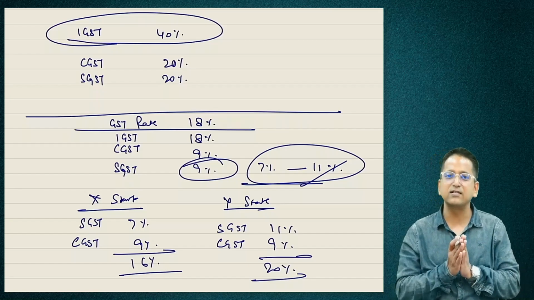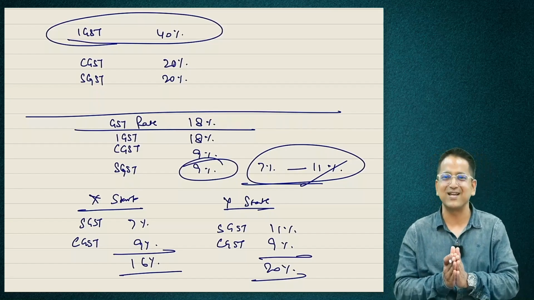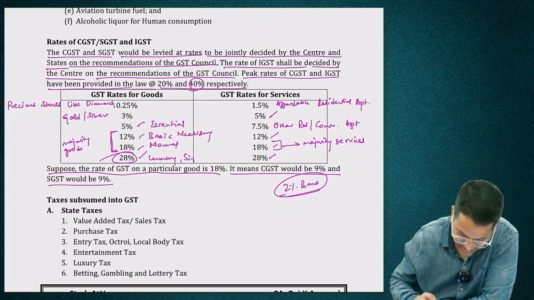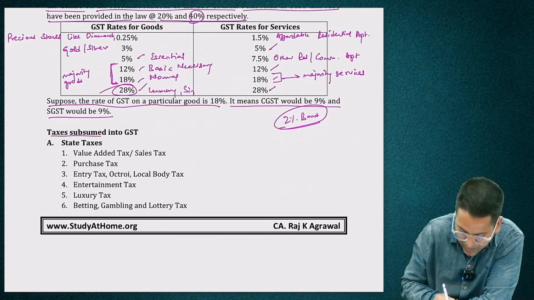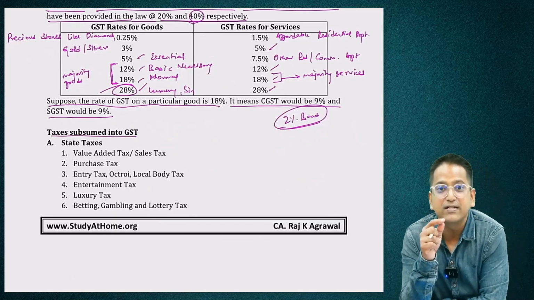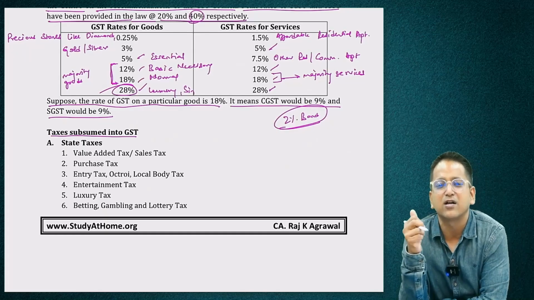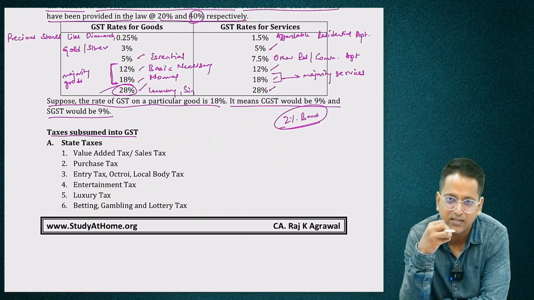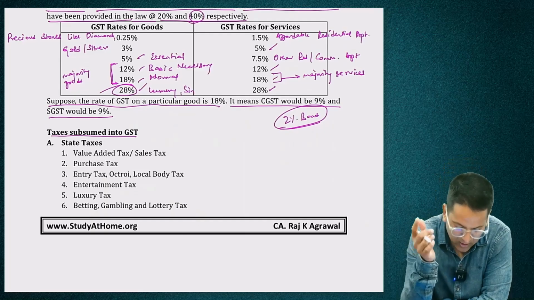Just remember that whatever the CGST is, the SGST is also the same. Don't cram this in mind. Let's move on and see taxes subsumed into GST. Which taxes have been subsumed into GST and have been abolished? GST came and those taxes ended. How many taxes were subsumed and GST was created?